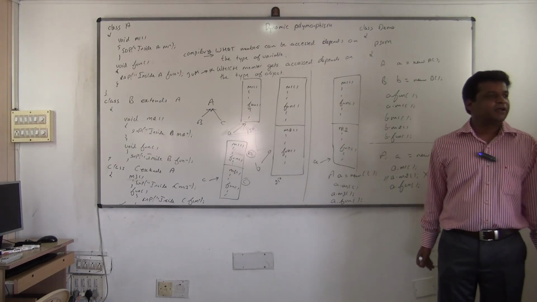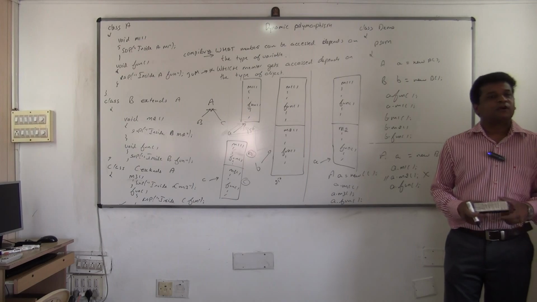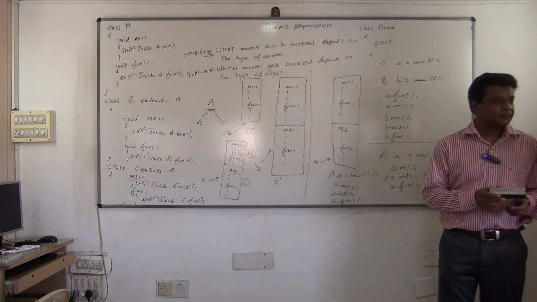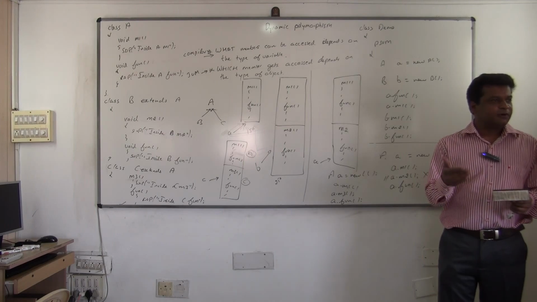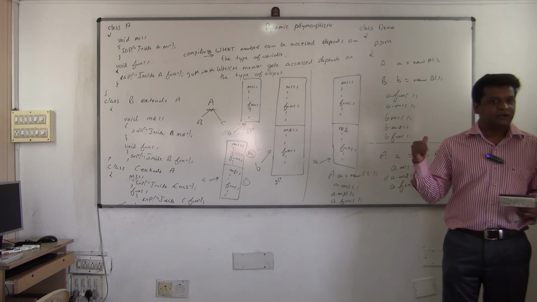Okay, it will start looking from the bottom now. Are you clear with this? Compiler checks what members can be accessed. JVM checks which one to be accessed. Understood? Which member to be accessed is checked by JVM. What members to be accessed is checked by compiler. Are you clear with this?